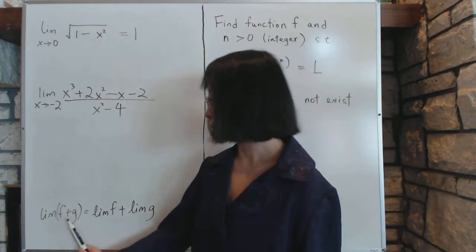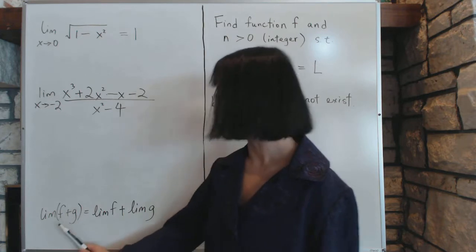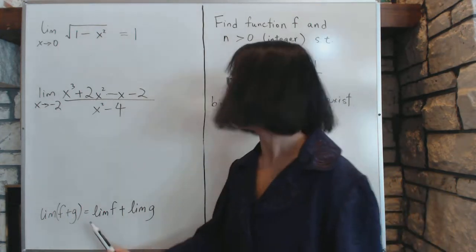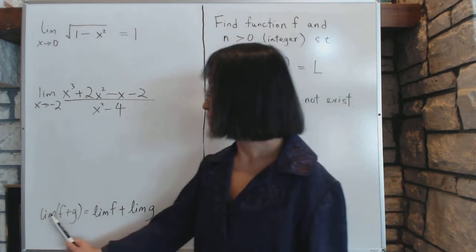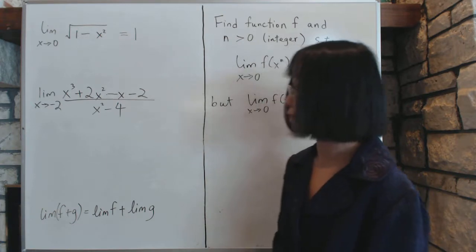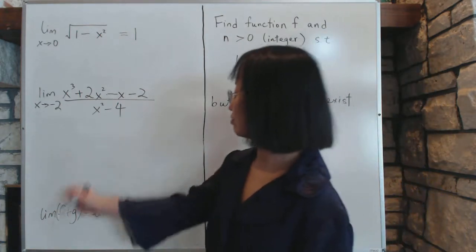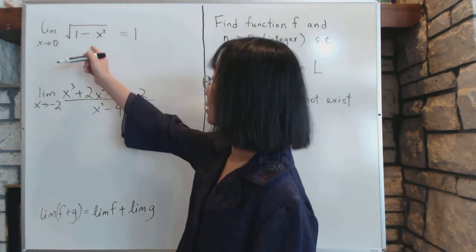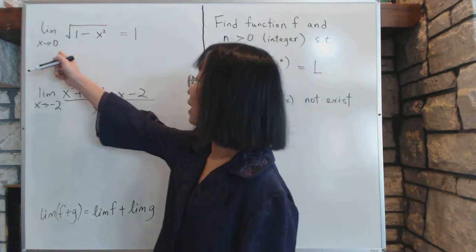And the same with subtraction, multiplication, and division. Division with the exception that the denominator had better not be 0, otherwise it doesn't work. But everything works like this. In other words, it works very nicely and intuitively. Now, what all the theorems mean for limits is that you can simply plug a value in there.